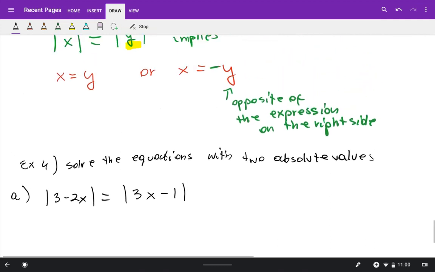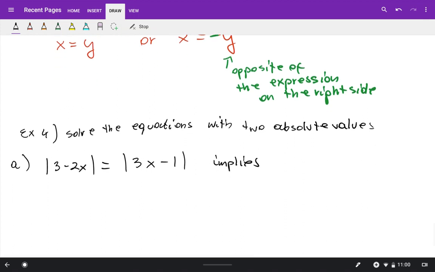Okay, so I follow the definition. That implies, the first equation, it's going to be just remove the absolute value. So the first equation which you're going to solve, it's 3 minus 2x equal 3x minus 1.